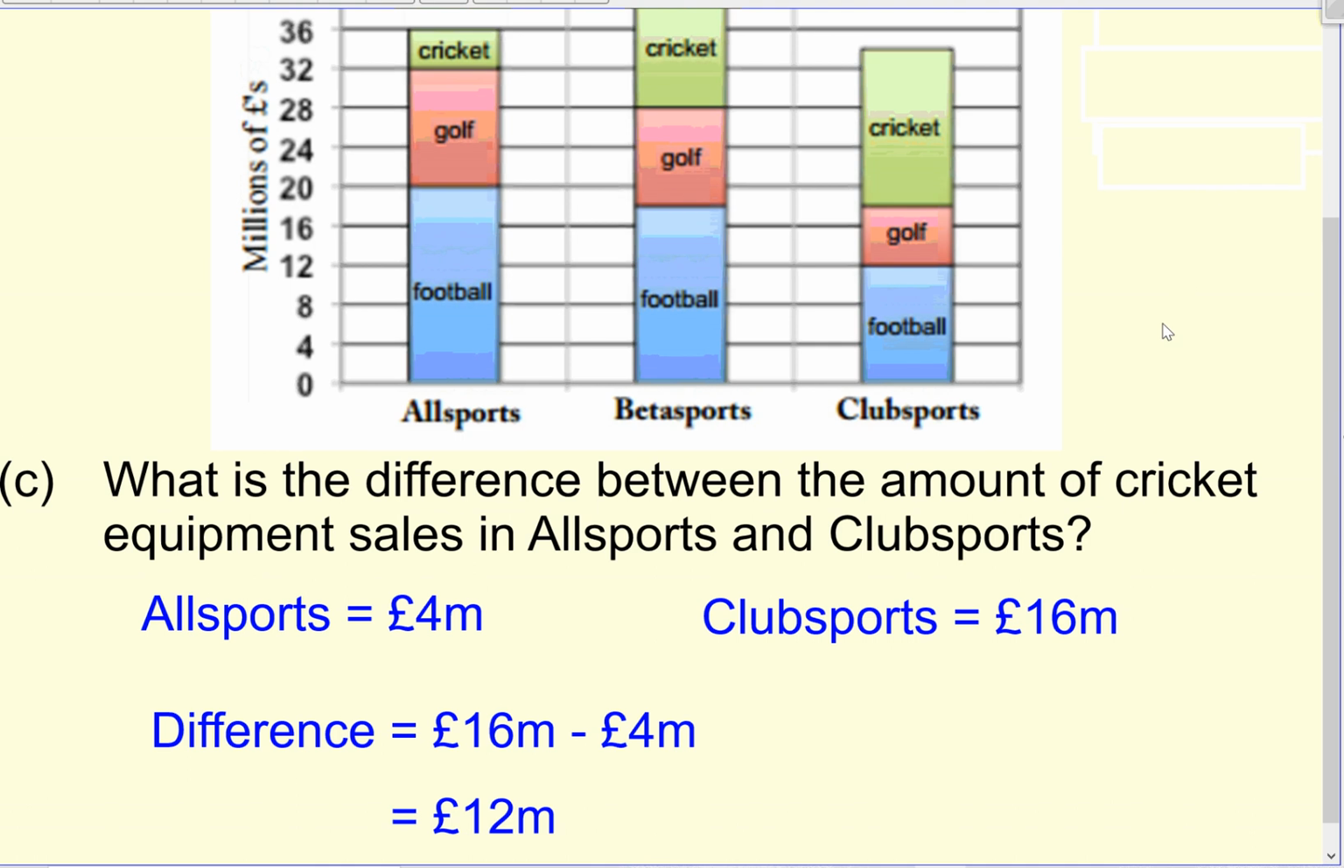Why would you be interested in that information? Well, if you were All Sports, looking at how we can make sure that we're getting more sales next year, you want to break that down and say, look at how many more sales Club Sports are making than All Sports. And you might use this information presented in this chart and the difference to make a pitch to the directors of All Sports to say, well, actually we should be investing in more cricket equipment or something like that. And that's why data analysis is so important across a variety of different topics.